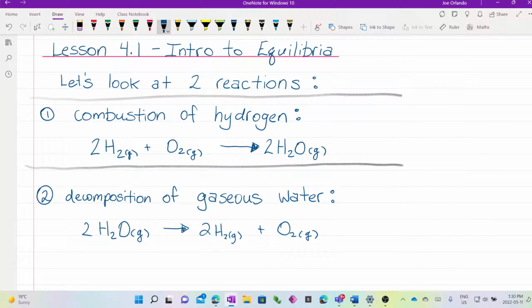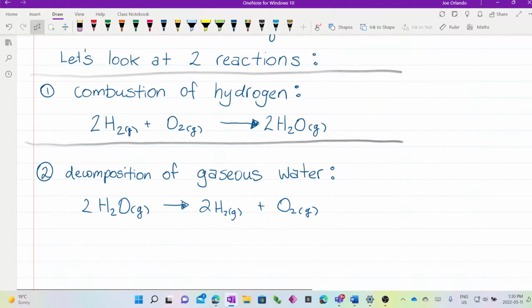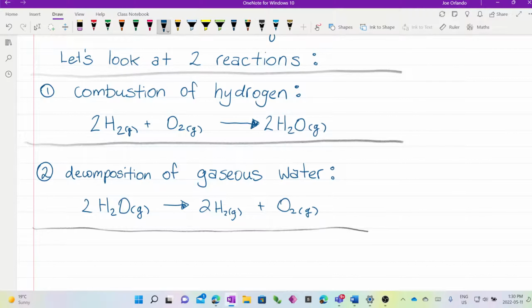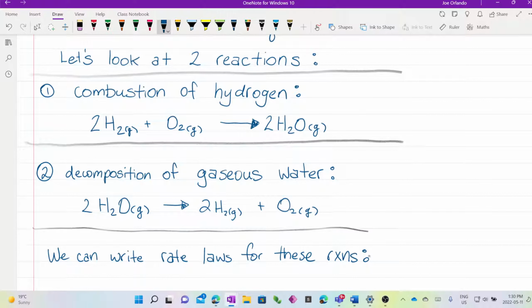we could write a rate law. We can write rate laws for these reactions.